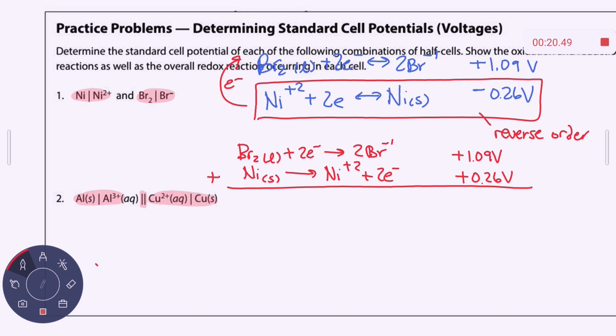And if you have the same number of electrons on the reactant and the product side, they cancel. So these and these cancel.